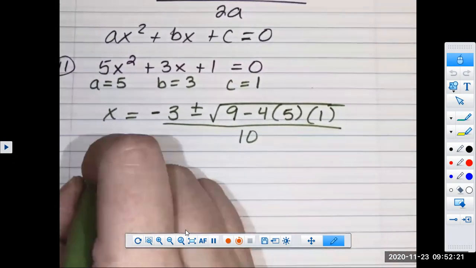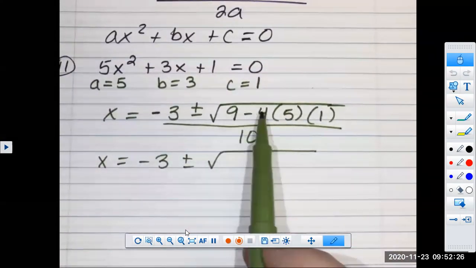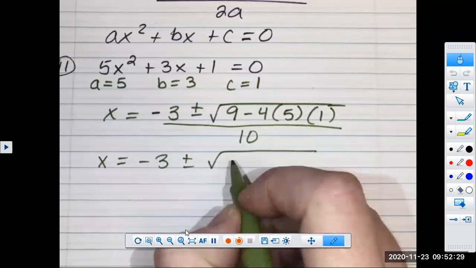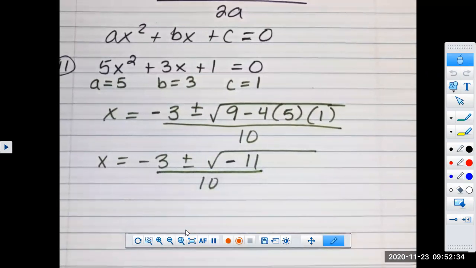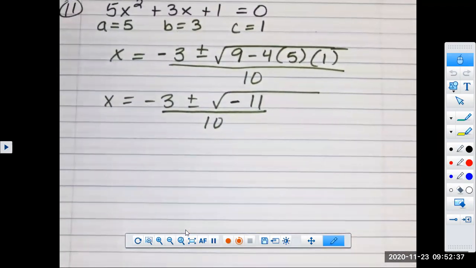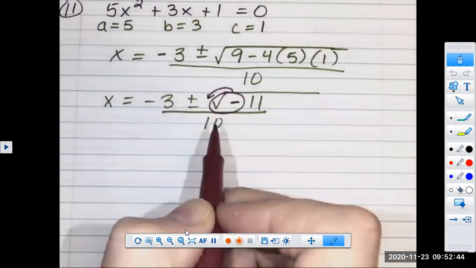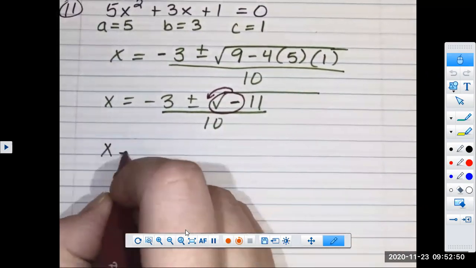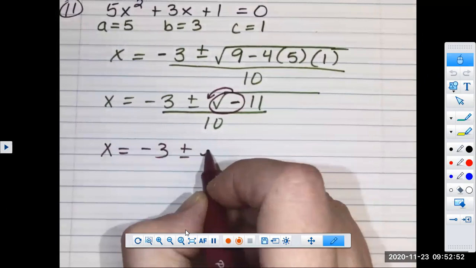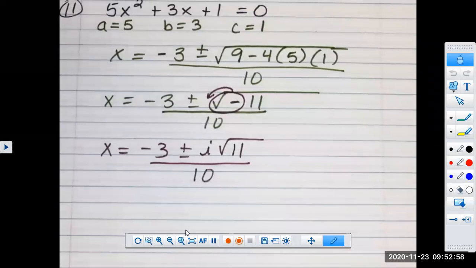Okay, go through and simplify as much as possible. So we have negative 3 plus or minus the square root of 9 minus 20, and that's going to give you negative 11. Now, you know that 11 can't break down any further into simplest radical form, but what you have to do in this case is you always have to bring out the negative, no matter what, as i. Now, if 11 could break down anymore, you would, of course, do that. But it won't here. So we have negative 3 plus or minus i root 11 all over 10.